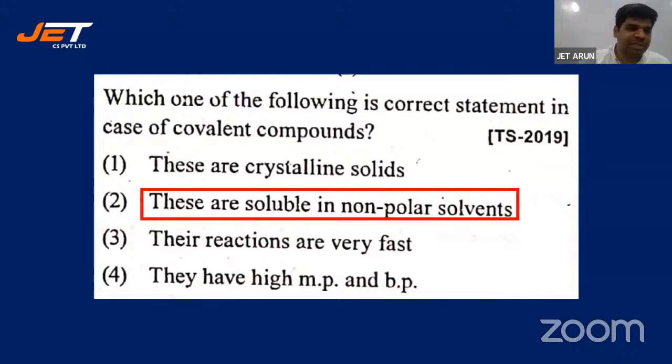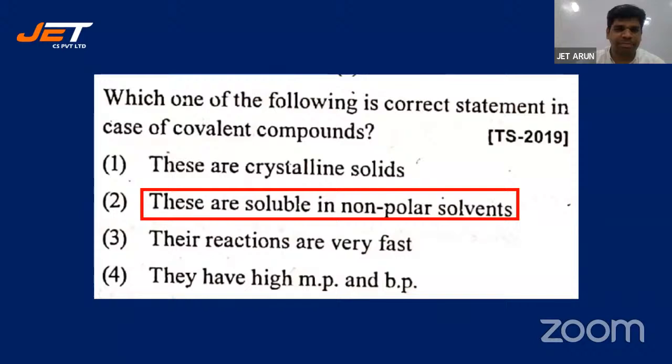All right, students, everyone should note this down. I'll give you a few seconds. Sorry, not a minute, a few seconds. Make a note of this. Note this statement: covalent compounds are soluble in non-polar solvents.